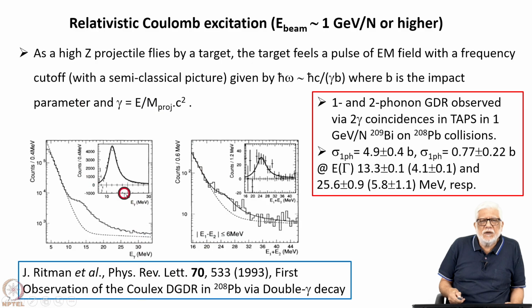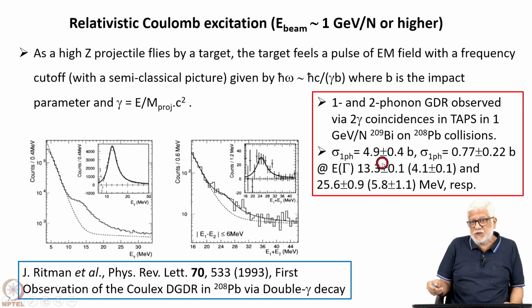This is a single peak, and this is also a single peak. So, this is a 1 phonon excitation of the giant dipole in 208 lead, whereas this figure shows you the 2 phonon excitations. You can see that this peaks at around 24, 25 MeV. The cross section for the 1 phonon excitation is as large as 5 barns.